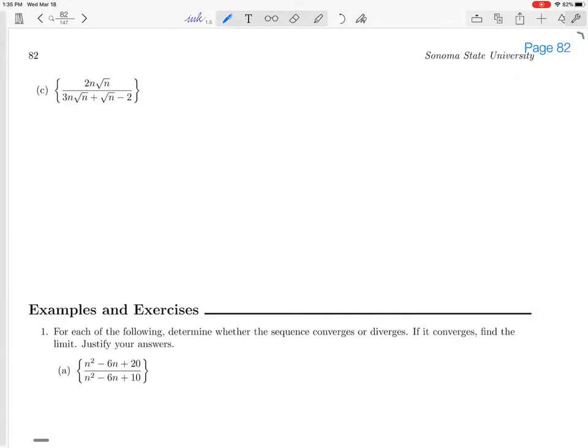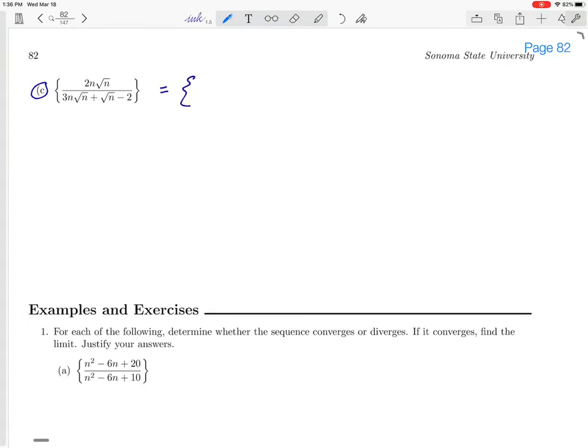Okay, now we're going to look at part C of this set of examples that's giving us sequences and asking us to decide whether or not they converge, and if so, to what value. You can see from the sequence that we're looking at in part C here, this is quite a bit more complicated in terms of its formula than the previous ones that we've looked at. We've got a lot of square roots and other stuff going on here.